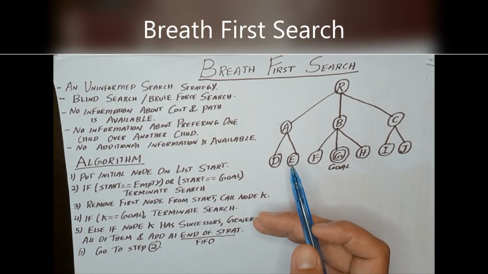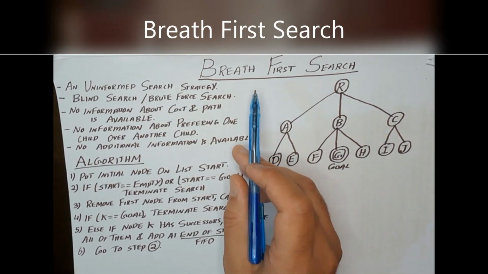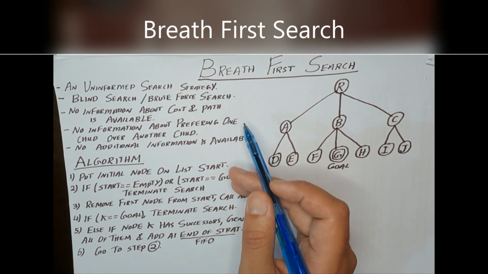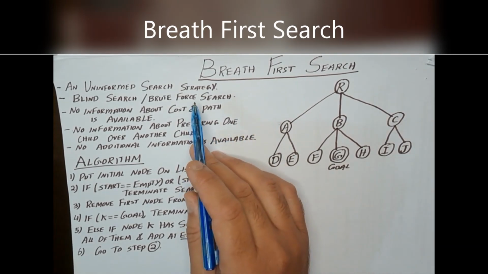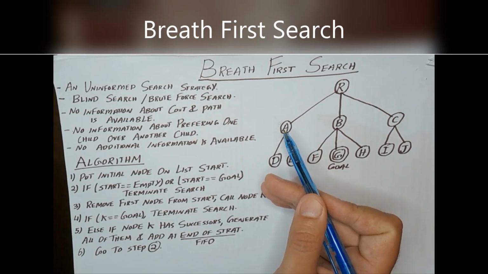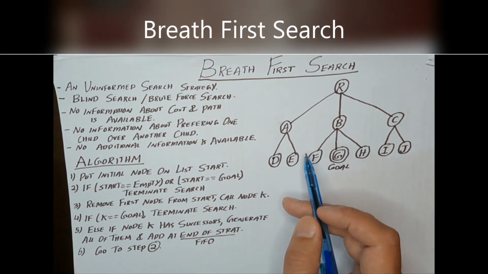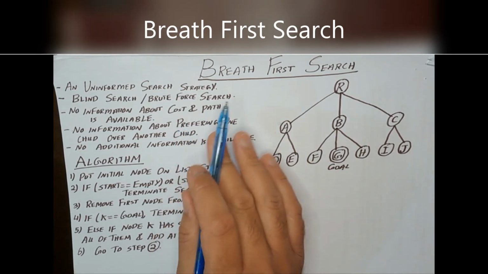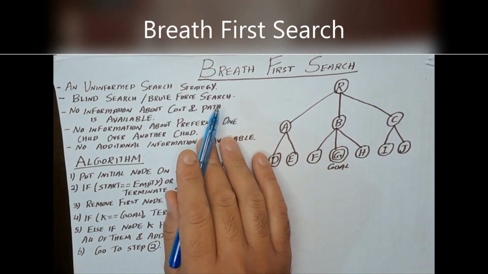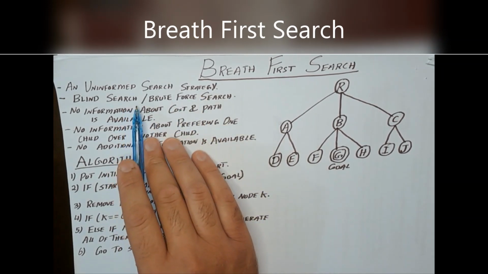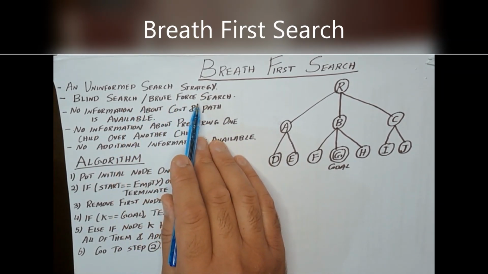In today's video we are going to study an algorithm named breadth first search. It is an important algorithm when we talk about search in artificial intelligence. Before going into its implementation, we need to know a few basic things about this algorithm, such as it is an uninformed search algorithm. It is also called blind search or brute force search algorithm.